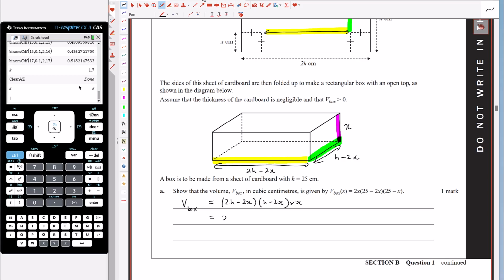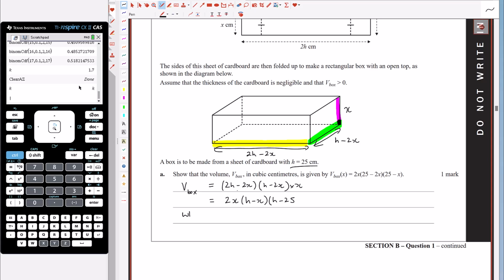I'm going to take out the common factor of 2, and write that x at the beginning instead of the end. So we have 2x, I've taken the 2 out of that first bracket, so it's (h minus x) and (h minus 2x). And I missed the fact that h is 25. So when h equals 25, the volume of the box is going to be 2x times (25 minus x) times (25 minus 2x), which is in a slightly different order than the other one, but the same thing.